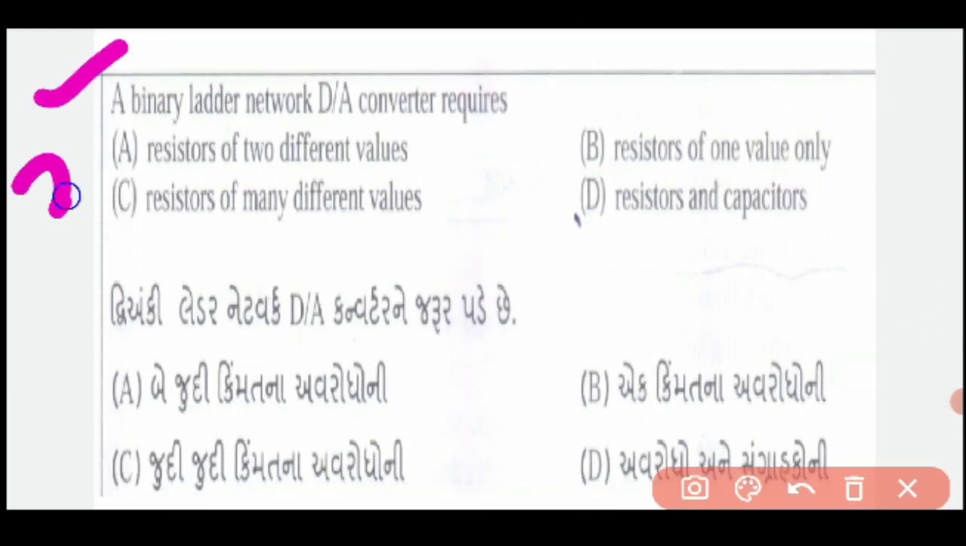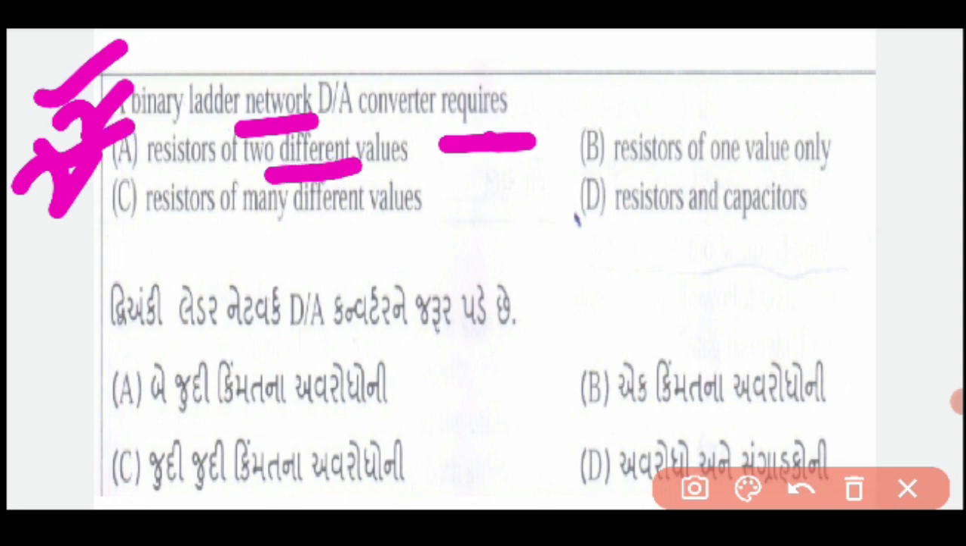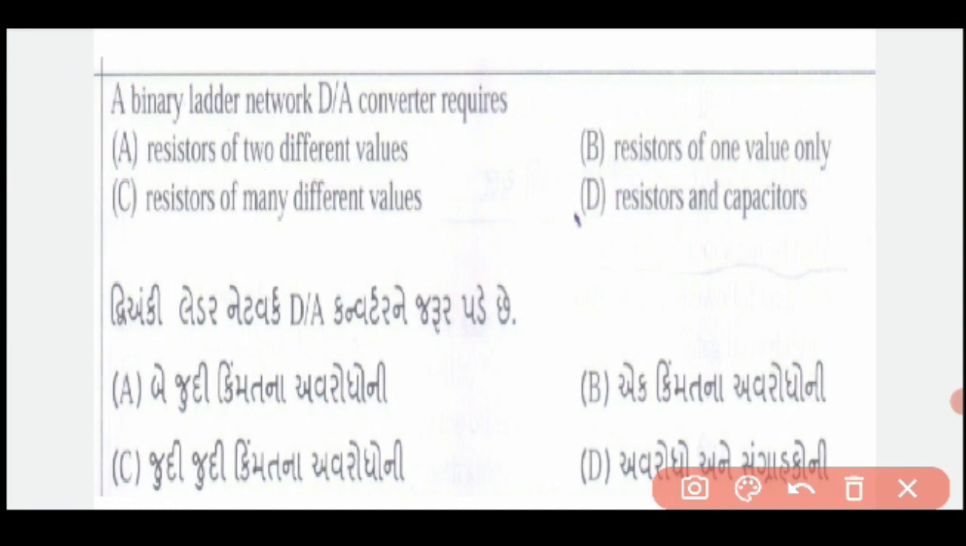Question number 22. A binary ladder network digital to analog converter requires: option A, resistors of 2 different values; option B, resistors of 1 value only; option C, resistors of many different values; and option D, resistors and capacitors. Then the answer is option A, resistors of 2 different values.